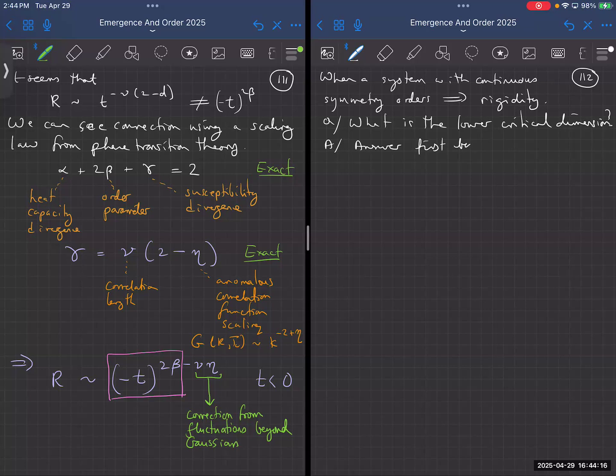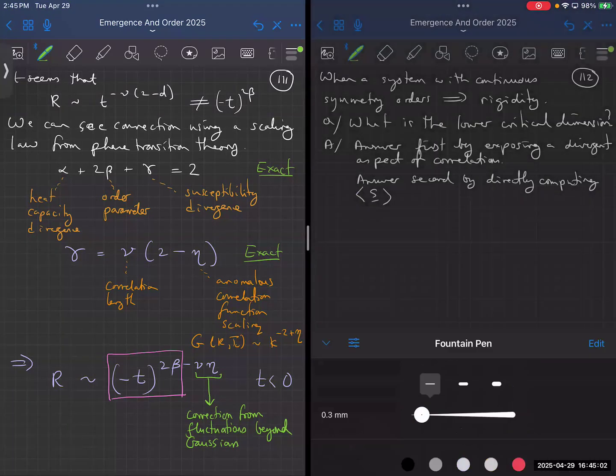So first, by exposing a divergent aspect of correlations. And then second, by directly computing the expectation value of S and showing you that it's actually equal to 0 in a particular dimension.